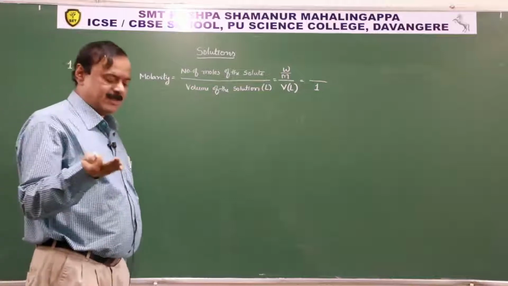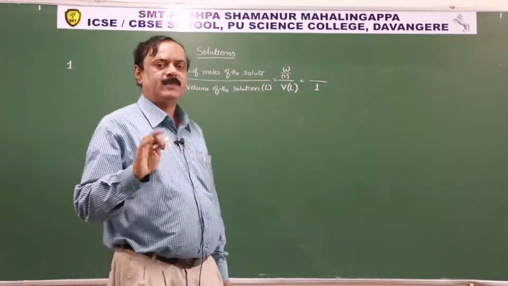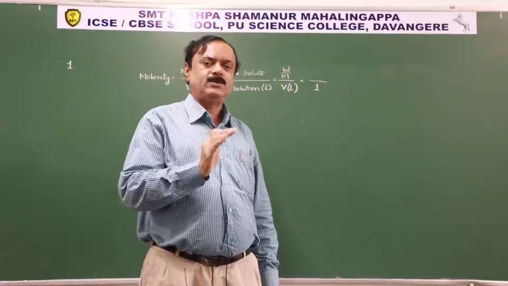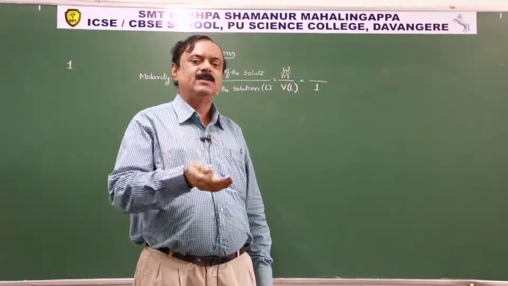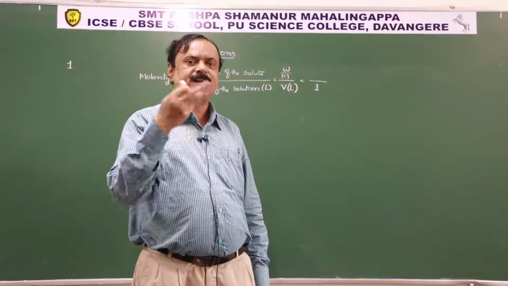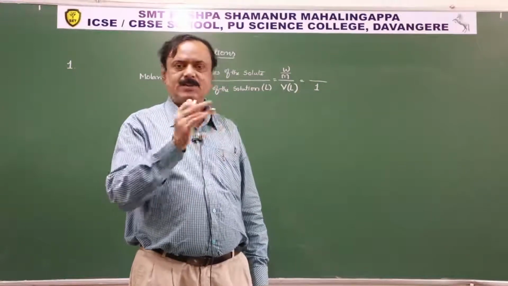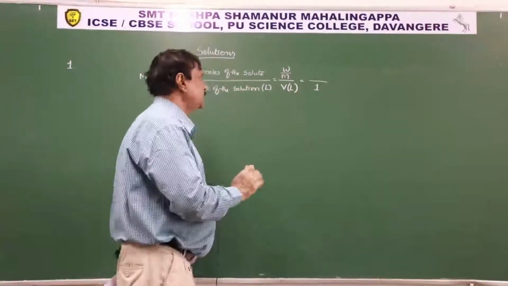If it is 500 ml, then 0.5 liter. If it is 250 ml, then 0.25 liter. If it is 750 ml, then 0.75 liter. If it is 100 ml, 0.1 liter. Like that you convert in the denominator.